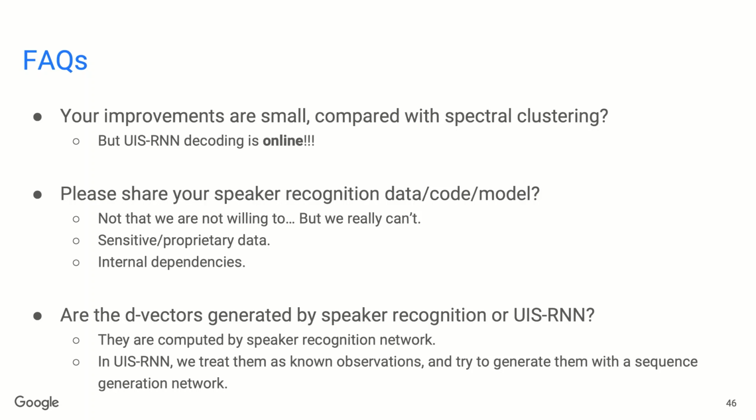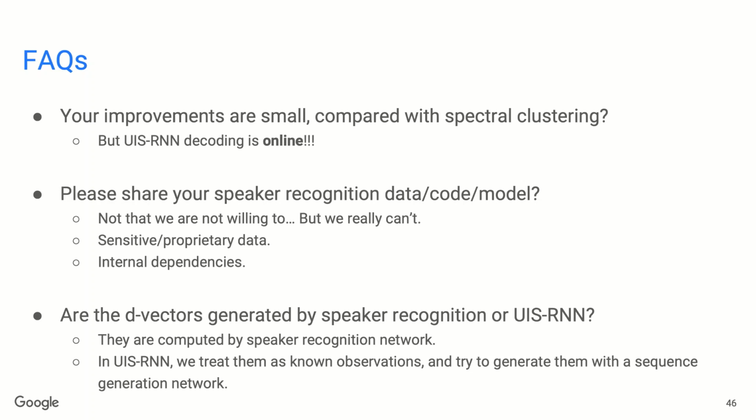We have implemented several other online clustering algorithms. They are much worse than spectral clustering or k-means. UIS-RNN is an online algorithm, and it's even better than the best offline algorithm, so that's amazing, right? And it still has the potential to improve by adding more training data.